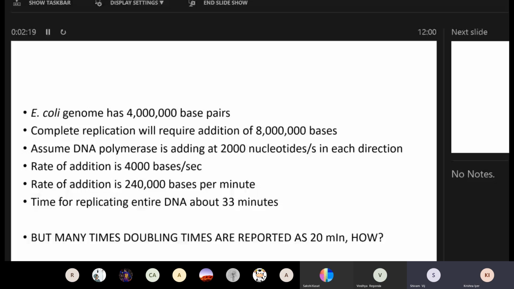See, all this is based on... I've never accounted for time to make nucleotides here. Here the DNA polymerase adds at 2000 nucleotides per second in each direction, and that is the top speed. I'm keeping the top speed. So even if all the nucleotides were there, you cannot go beyond this speed. I'm giving you that benefit of the doubt. Even the first time replication occurred, it occurred at the fastest possible speed.